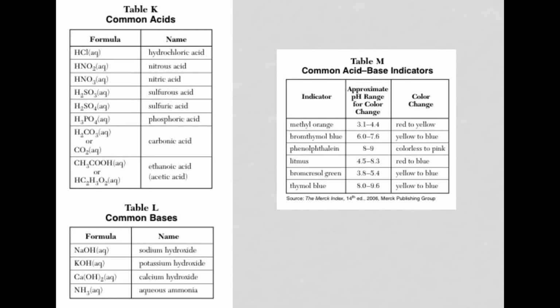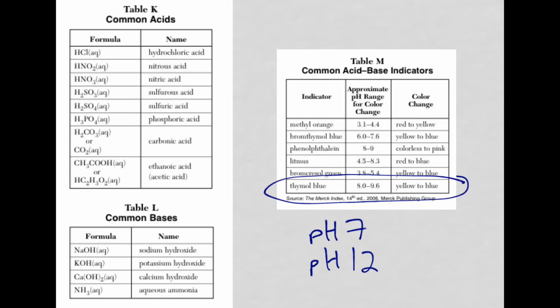In number 1, complete the table in your answer booklet by writing the color of thymol blue in NaCl-AQ and NaOH-AQ. Alright, so we have this information, pH is 7 and pH 12. Okay, if we take a look at the reference tables, we're looking for thymol blue, and we're looking for pH 7 and pH 12. For 7, it's going to be on this side, so it's going to be yellow. That's for NaCl. And 12 is on this side, and that is going to be blue, and that's for my NaOH.